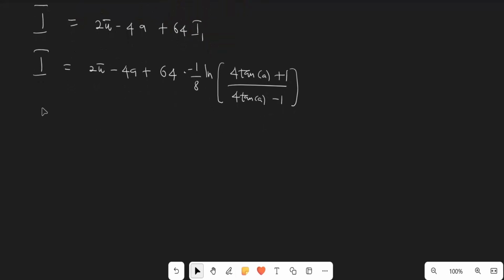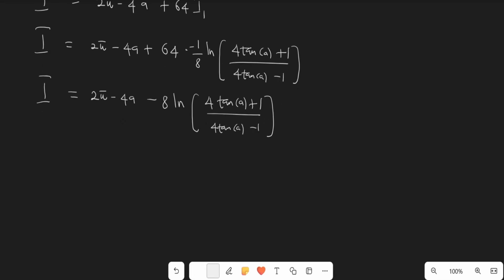Okay, so 64 over 8 is 8. So we have 2 pi minus 4a, and this is now minus 8 because 64 over 8 is 8, and then the ln of this, which is 4 times the tangent of a plus 1 all over 4 times the tangent of a minus 1.